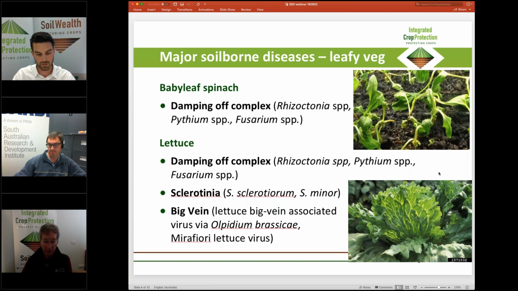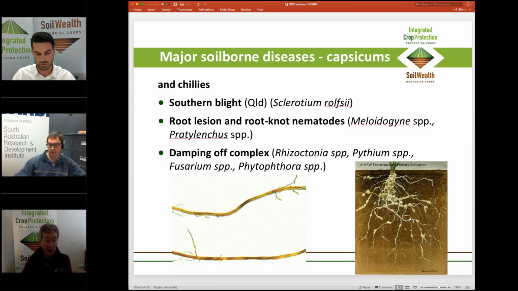on our website. You can see lettuce suffers from the same problem, but also one of the rather big ones is the big vein disease, which is associated with a fungus and a virus. Chilies, we've got a big problem there with, again, nematodes, and you can see the difference between the lesion nematodes and the root-knot nematodes, which also affect a lot of other crops. And again, our damping off turns up again here as well.